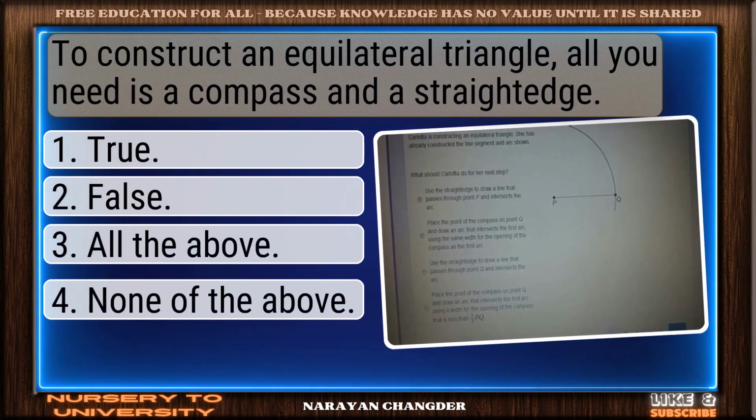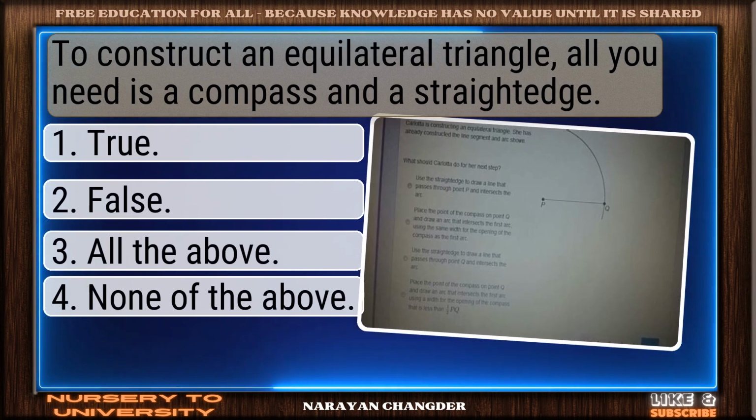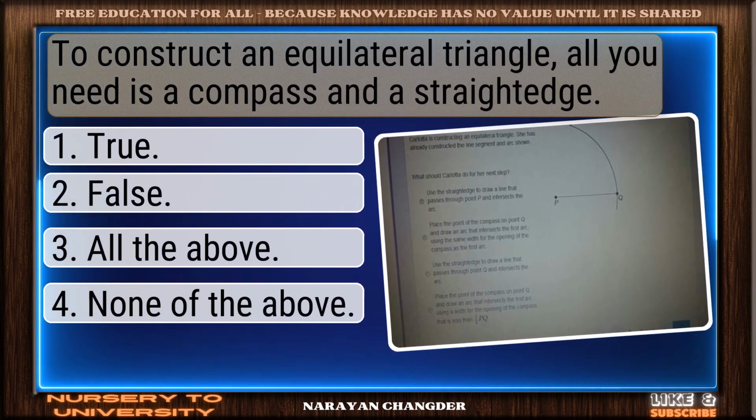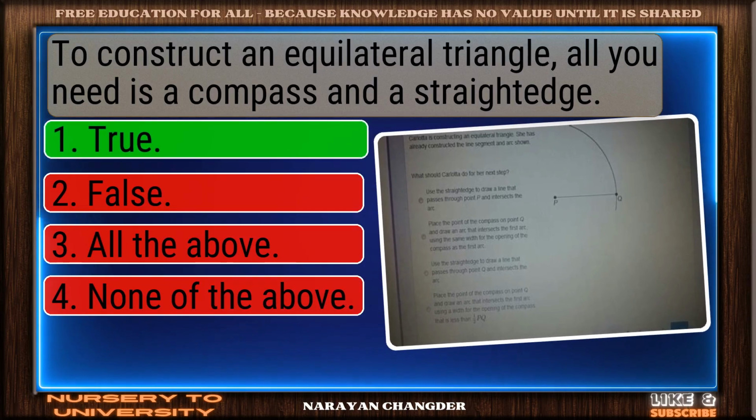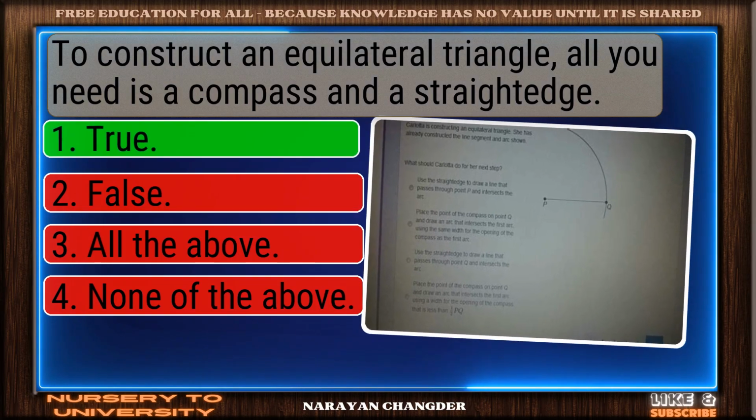Question number 26. To construct an equilateral triangle, all you need is a compass and a straightedge. Right choice. True is the best answer.